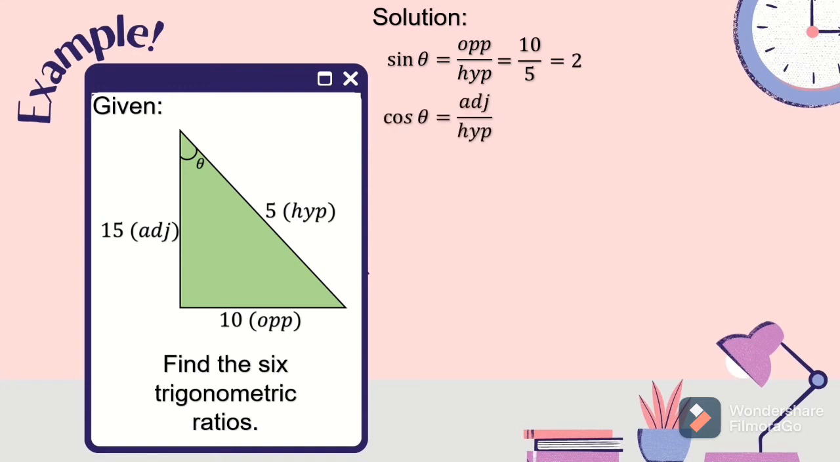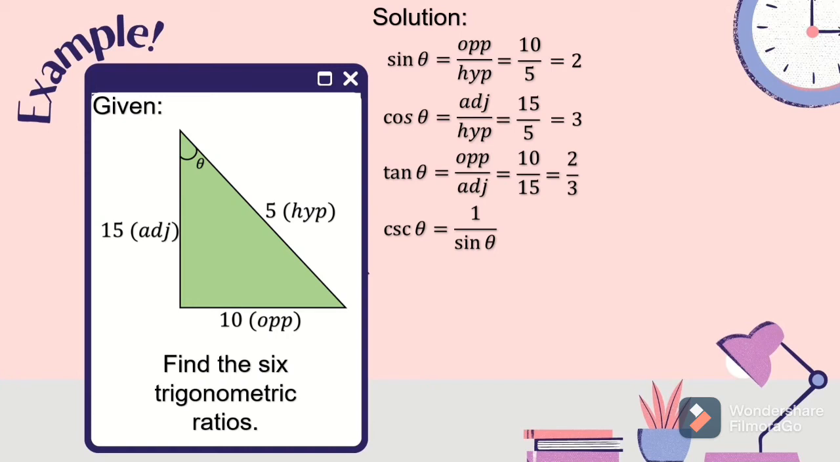Cosine theta is adjacent over hypotenuse. Our adjacent is 15 and hypotenuse is 5. 15 divided by 5 will get 3. For tangent theta, we have opposite over adjacent. Substitute, will get 10 over 15. Simplifying this one, we'll get 2/3.